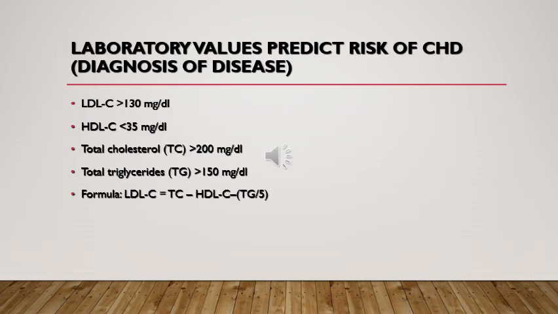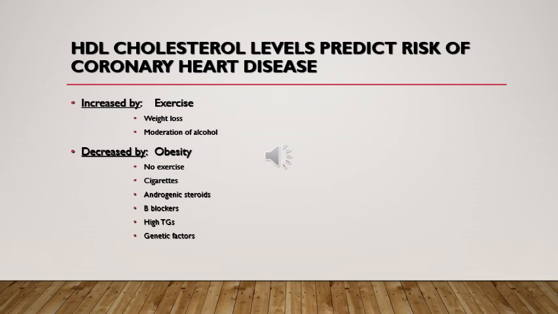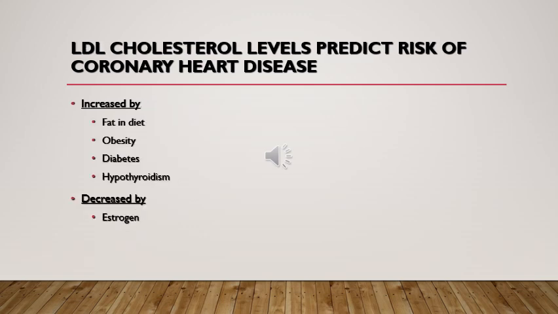Next step of MNT is the diagnosis of the disease, and it will be diagnosed if LDL is above 130, HDL is below 3.5, total cholesterol is above 200, and total triglycerides is above 150. High HDL is protective, so we want to increase it by exercise, weight loss, moderation of alcohol. On the other hand, high LDL is risky. It is increased by high fat in diet, obesity, diabetes, and hypothyroidism.